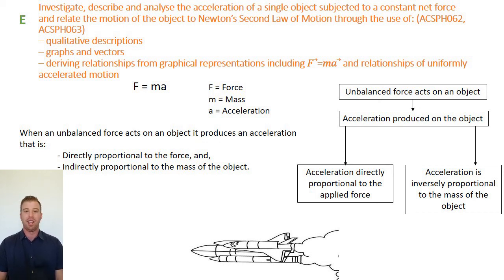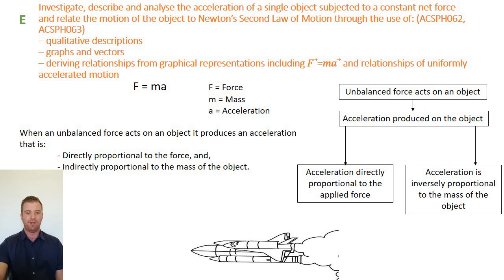Alright, so let's have a look here. F equals ma. You would have learnt this maybe in junior science, where F is force and it's a vector quantity, so it needs a direction. M is mass, and it's in kilograms, and A is acceleration, and it's a vector quantity as well, and it's in meters per second squared. So when an unbalanced force acts on an object, it produces an acceleration that is directly proportional to the force and inversely proportional to the mass of the object. And you can see that with the flow chart.